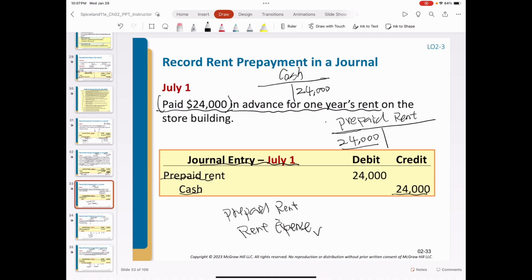But when time lapses, for example, by the end of July, should we recognize 1 month's expense for this company? The answer is yes, because this company has used this leased asset for 1 month. That's accrual accounting. Accrual accounting recognizes expenses based on the usage, not the cash flow. So here, the company paid $24,000, but $24,000 was the cash flow, but it was not the expense to be recognized.